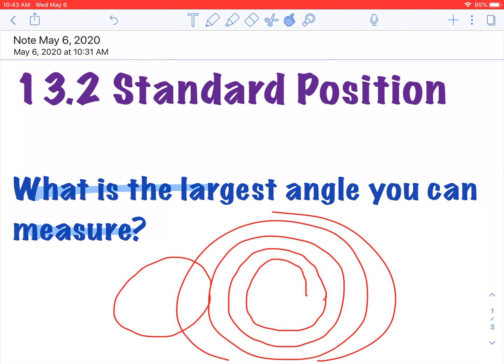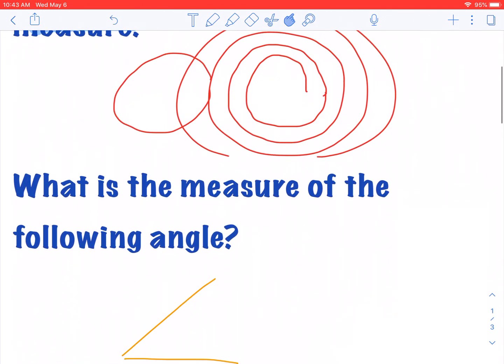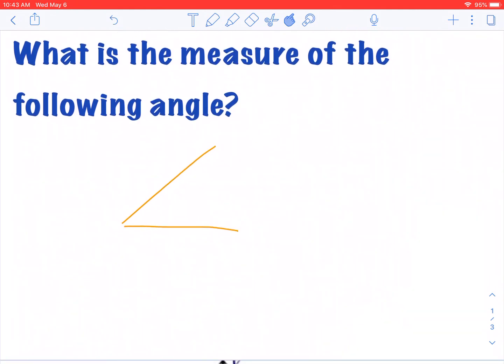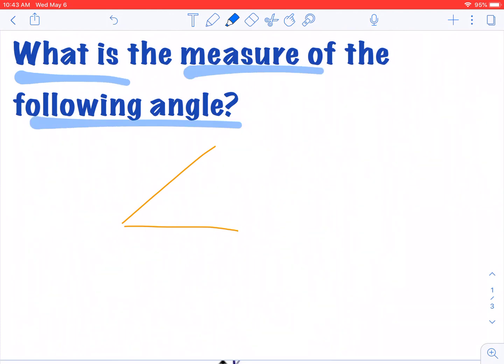So now with that being said, let's go on to our second question. What's the measure of the following angle? Again, if you need to, take a moment to pause the presentation, but what I need to do is determine what is the measure of the following angle. And at this time, if I had to guess at different responses, I would think you're in the ballpark of saying around 30 to 50 degrees, somewhere in that respect.